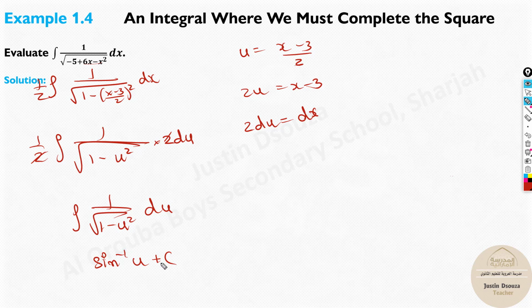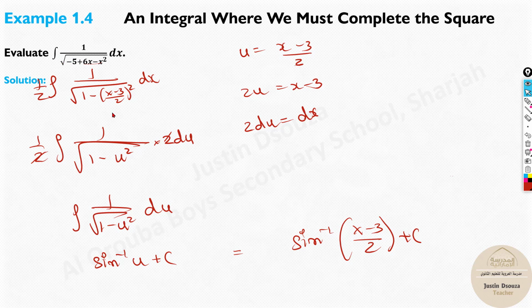But don't you think it's not the same? Yes, absolutely, it's not the same, because we had a weird looking equation over here, but we rearranged everything. So what's the difference then? The difference is very simple. This u becomes sine inverse (x minus 3 by 2) plus c. So that is the answer over here.